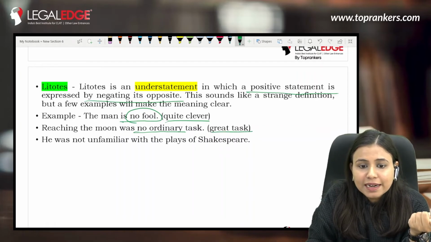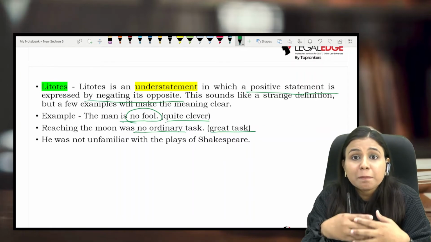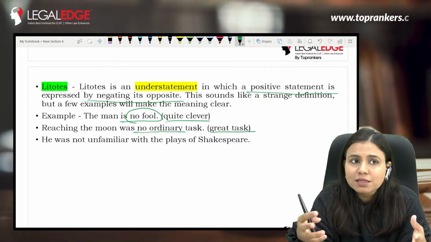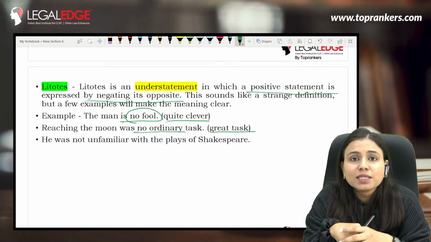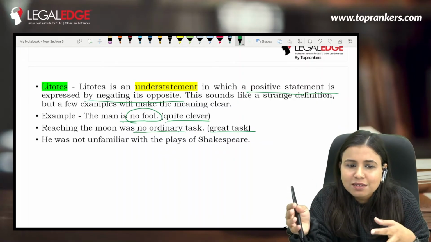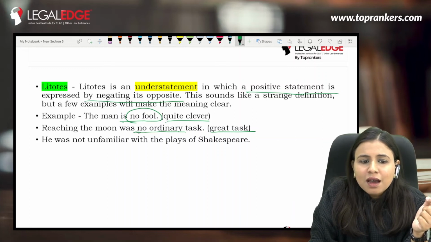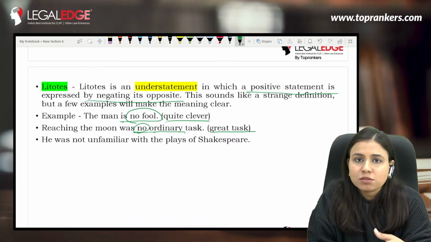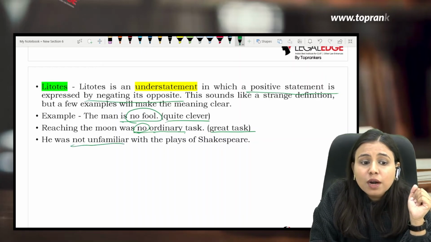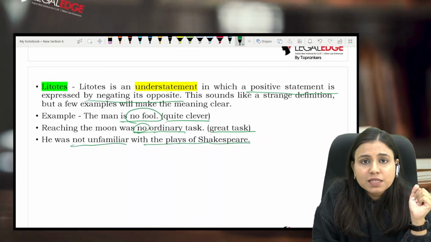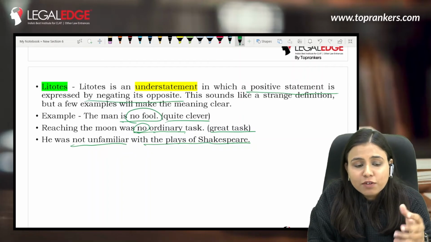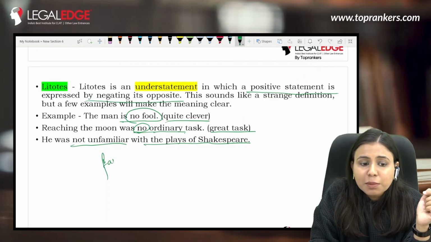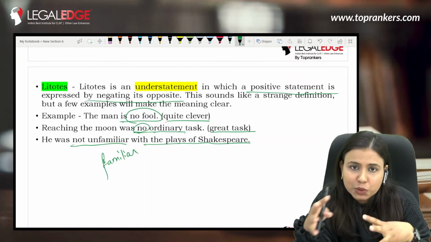Obviously, it was a great task. So rather than saying that it was a big task, humongous task, great task, you are saying it was no ordinary task. So using negative for something positive. Okay. He was not unfamiliar with the plays of Shakespeare. So you are saying not unfamiliar, that means he was familiar, quite familiar with the plays. Okay. So these are called litotes.